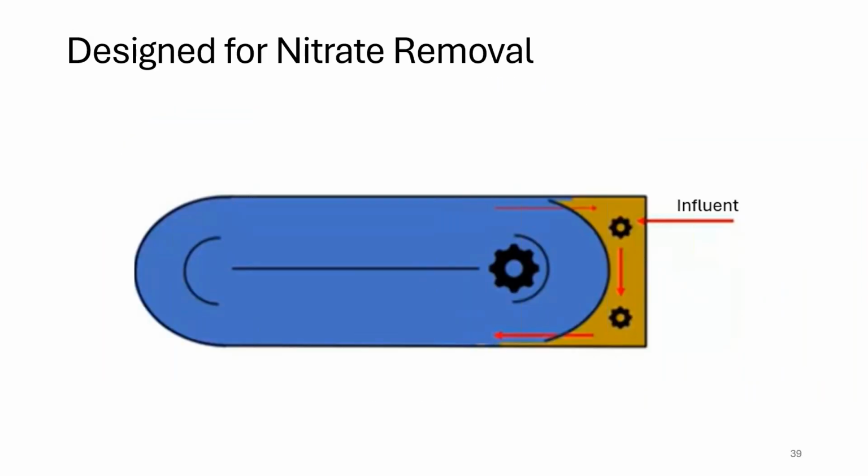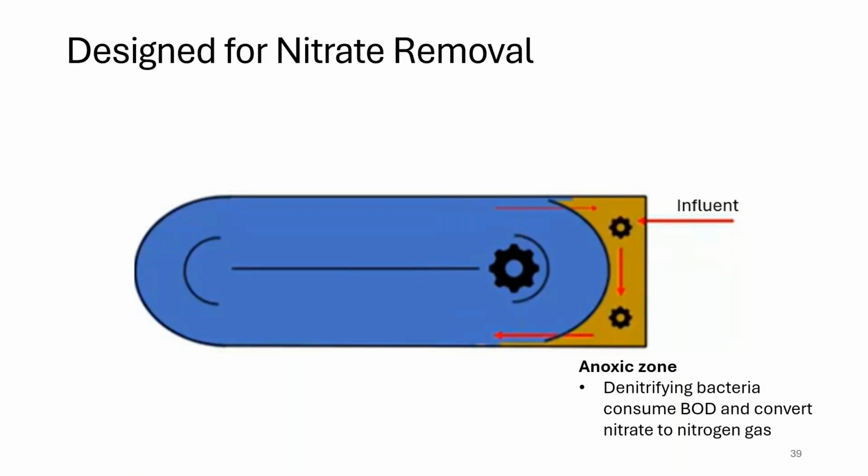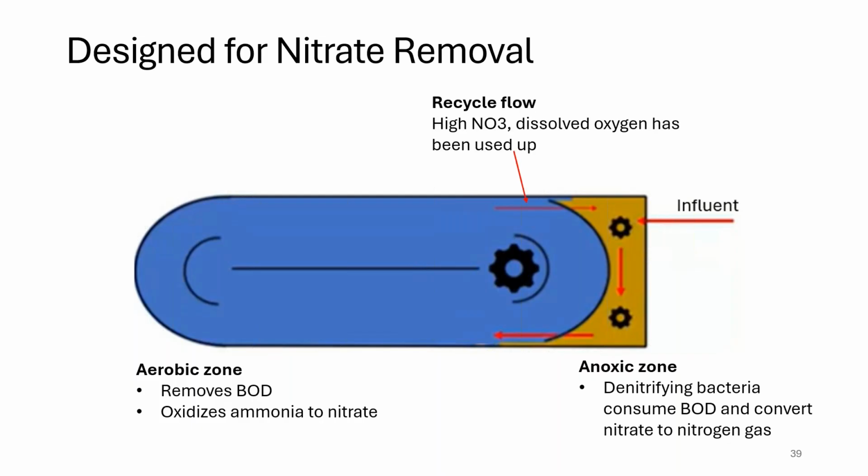And sometimes they can use a special chamber at the end of an oxidation ditch and create an anoxic zone where the influent is coming in through that anoxic zone. And then when it enters the aerobic zone, it's removing BOD and oxidizing ammonia to nitrate, and then basically it's recycling. It's going back into that zone. The dissolved oxygen is gone by then if we've designed it correctly, and it's going back into the anoxic zone. Just like that activated sludge example, we have a recycle flow.